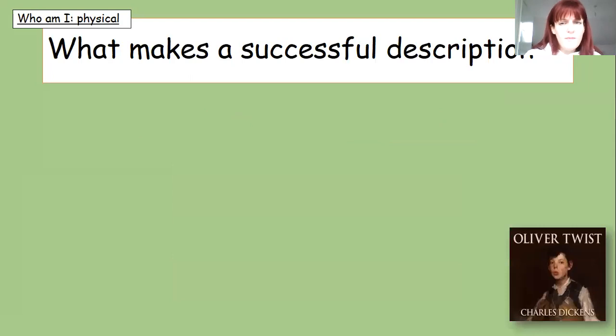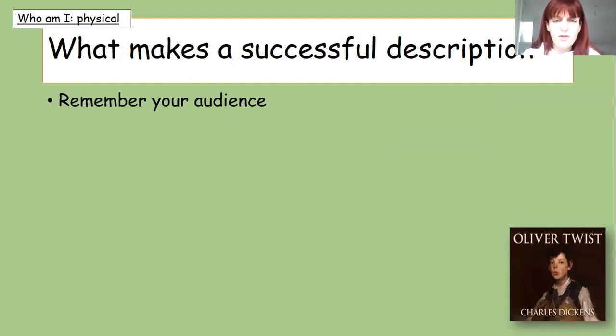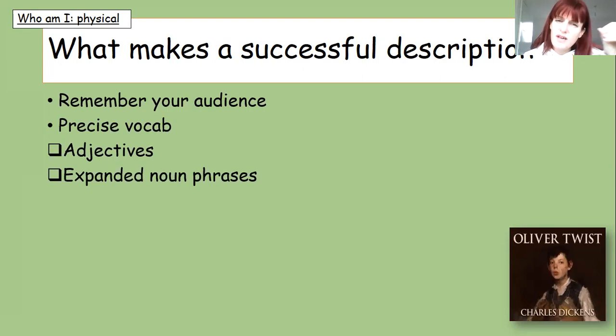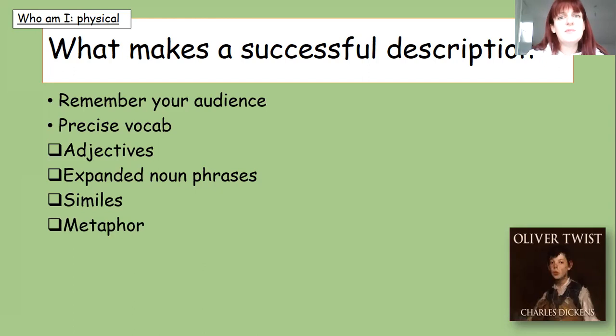Okay, so what makes a successful character description? First of all, you need to remember your audience. Do you remember we're writing for people of your age, so 10, 11 and up, and adults? You need to use precise vocabulary, and there are tools that will help you do that. And these are the things that I want to be able to see in your writing. Adjectives. If you only use adjectives in your writing, you're working at a structural level, but that's good, okay? Adjectives are the basis. If you are trying to push yourself on, you'll be using expanded noun phrases as well, okay? So that's 2 adjectives and a noun. You will try to use some similes. You're good at similes. Don't shy away from using them. They really help with that precise vocabulary, or you will be using some metaphor, okay, which are sort of similes with the like or as taken out.